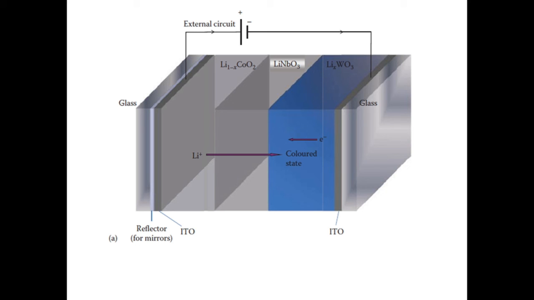This is all about electrochromic devices. Here these are the lithium ions and the color state. This color state controls the temperature of buildings and cars.